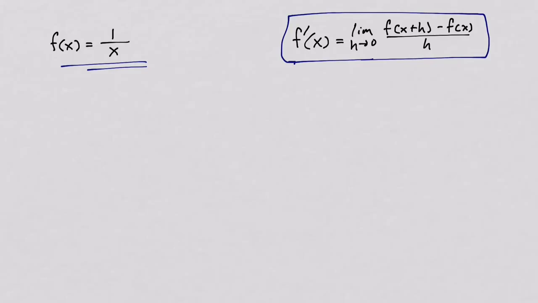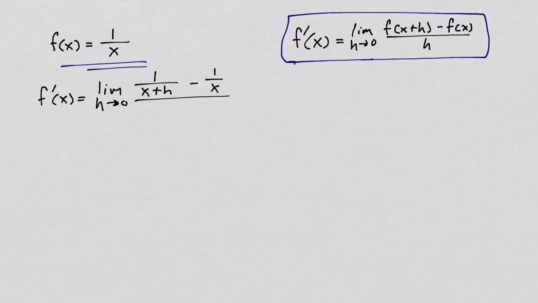Now let's take a look at how we can use the limit definition of the derivative to find the derivative for a rational function, a simple rational function like 1 over x. I want to demonstrate that I'm using the limit definition, so I'm going to carefully start my notation here. The limit as h goes to 0 of f of x plus h, in this case 1 over x plus h, minus f of x, which is 1 over x, divided by h.